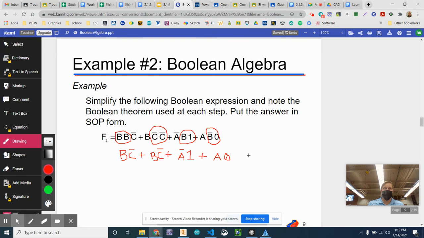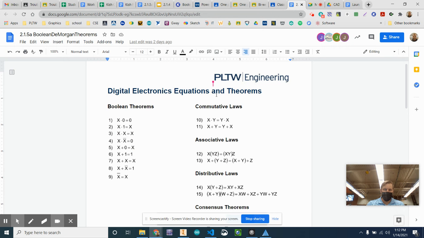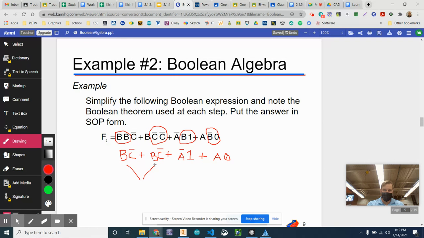Folks in class here, does anyone see some other similar groups? Okay, so we've got a B not C and a B not C. Those are going to reduce down. So let's take a look. X or X equals X. So this group of B not C and this group of B not C are going to reduce to a single B not C.